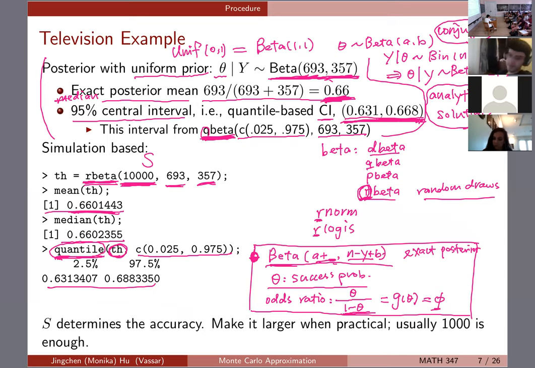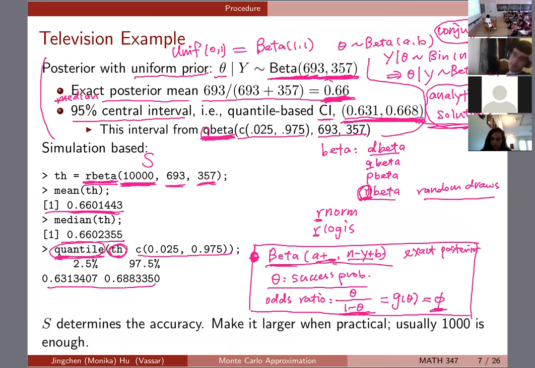So instead of trying really hard to find the analytic solution, I will draw a bunch of thetas, compute each phi from each theta, and then summarize over them. Good point. You'll see that later with the concrete example. But Katie's question here is why we care about Monte Carlo approximation if we actually know exactly what the distribution is. The quick answer is that a lot of times you don't know the posterior distribution for a lot of different functions. So that is one reason why you want to do it.